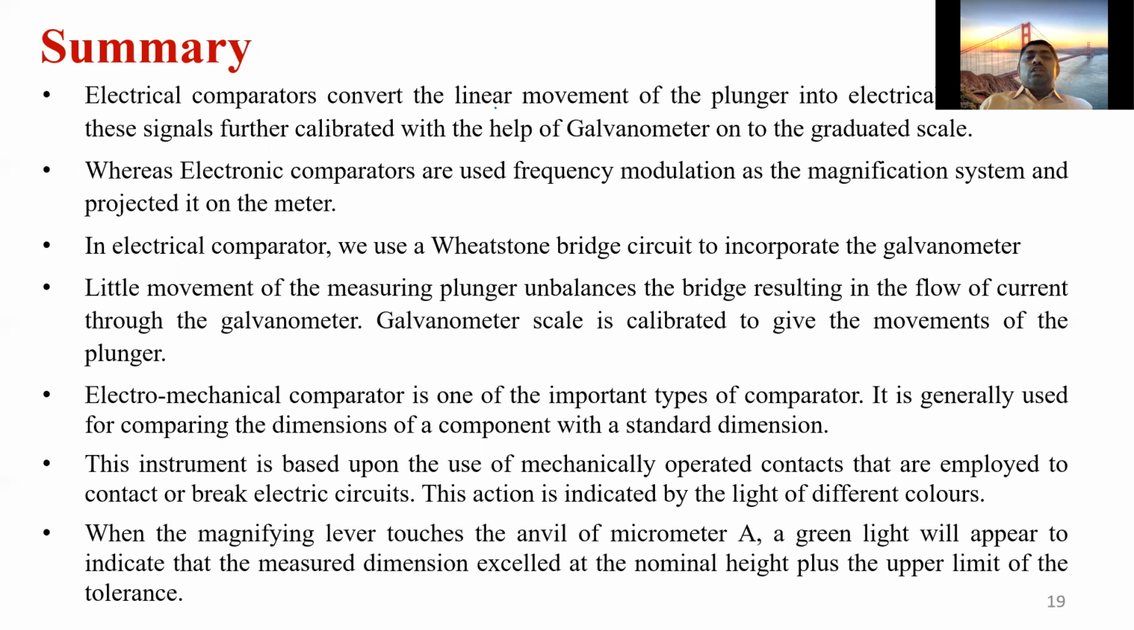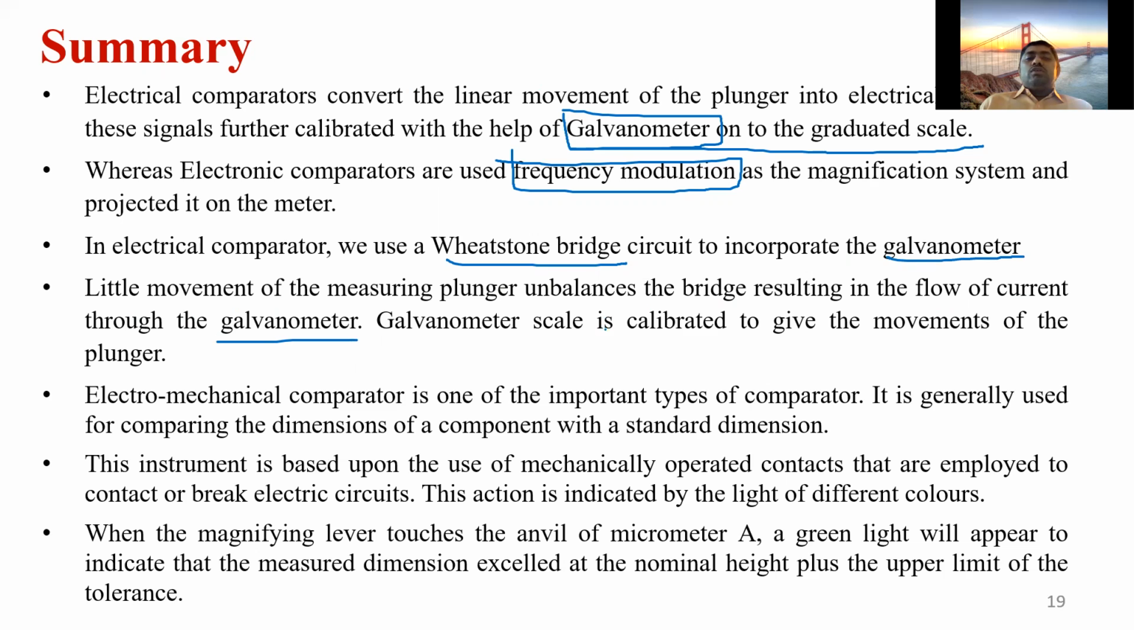Electrical comparators convert the linear movement of the plunger into electrical signals, and these signals are further calibrated with the help of a galvanometer on the graduated scale. So here the magnification system is a galvanometer. But in electronic comparators, we use frequency modulation as the magnification system. In electrical comparators, we use the Wheatstone bridge to incorporate the galvanometer. Any little movement of the measuring plunger unbalances the bridge, resulting in the flow of current through the galvanometer. So the galvanometer scale is calibrated to give the movements of the plunger.